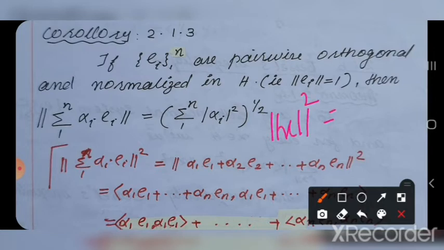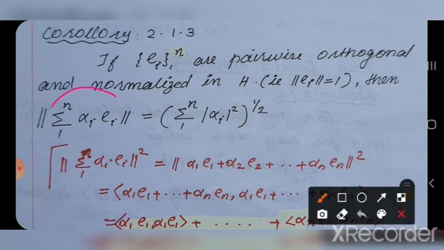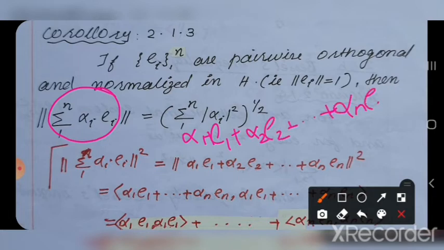നോം ഓഫ് എക്സ് സ്ക്വയർ എന്ന് പറയുന്നത് ഇന്നർ പ്രൊഡക്റ്റ് ഓഫ് എക്സ്, എക്സ് ആണ്. ഈ കാര്യം മാത്രമേ നമുക്ക് ഓർമ്മയിൽ ഉണ്ടാവേണ്ടുള്ളൂ കേട്ടോ. ദെൻ ലെഫ്റ്റ് സൈഡിൽ സിഗ്മ ഐ ഈക്വൽ ടു 1 to n, ആൽഫ ഐ ഇ ഐ, ഐ വേരീസ് ഫ്രം 1 to n. അപ്പോൾ ഫസ്റ്റ് ടേം എന്താ വരിക? ആൽഫ 1 E1. നെക്സ്റ്റ് ടേം ആൽഫ 2 E2 പ്ലസ് എക്സെട്ര, ലാസ്റ്റ് ടേം ആൽഫ n En എന്ന് വരും അല്ലേ.